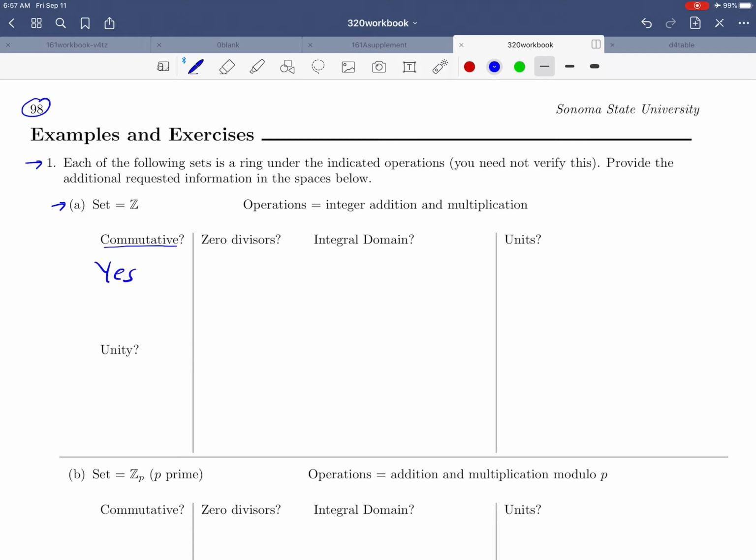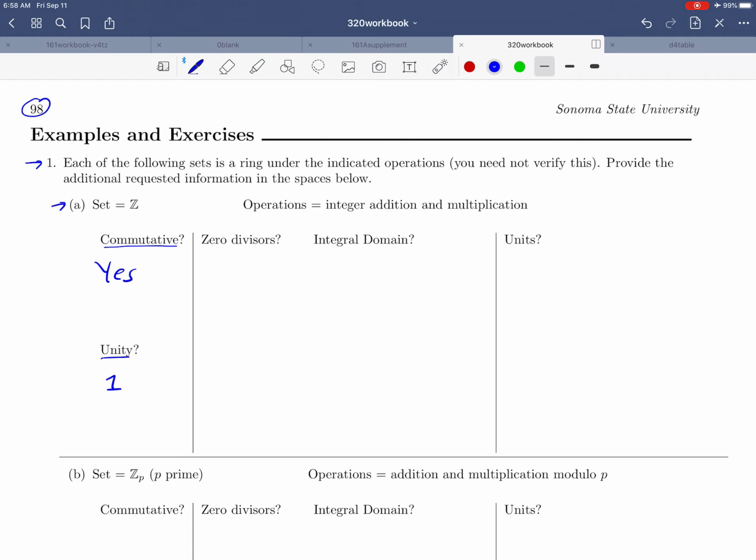Next question, does it have a unity? It does. A unity is an identity under multiplication. The number 1 has the property that if we multiply it by any other integer, we're going to get that same integer back again.